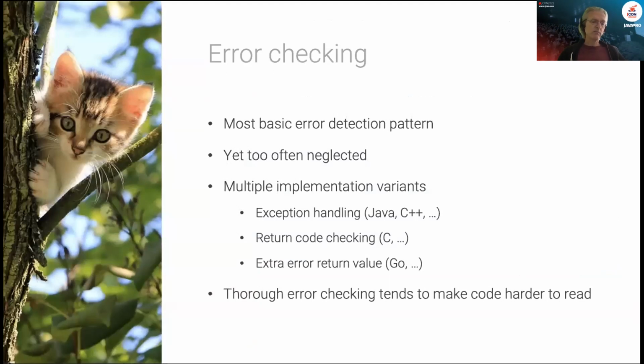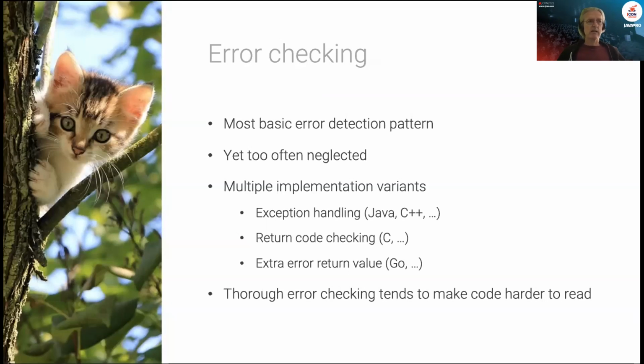And still, we see it quite rarely implemented well, to be clear. I mean, we know how to deal with that. In Java and C++, and also in C#, we have exceptions. In C, we have return code checking. In Go, we go with an extra return value, an error return value, and so on. And still, we see it too rarely.